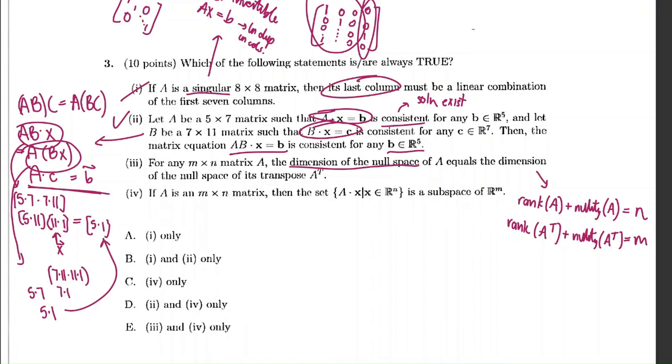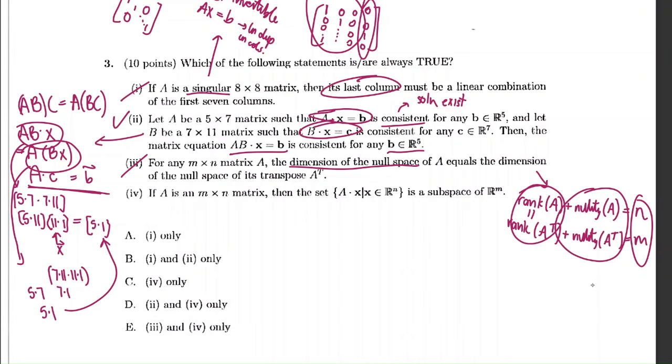One of the properties of the transpose is that the ranks are the same. So the rank of A is equal to the rank of the transpose of A. From this, you can see that the nullity of A only equals the nullity of A transpose when n and m are equal. But that might not be the case because this is just a random m by n matrix. So when n and m are not equal, your nullities are not going to be equal, and so this statement is false.